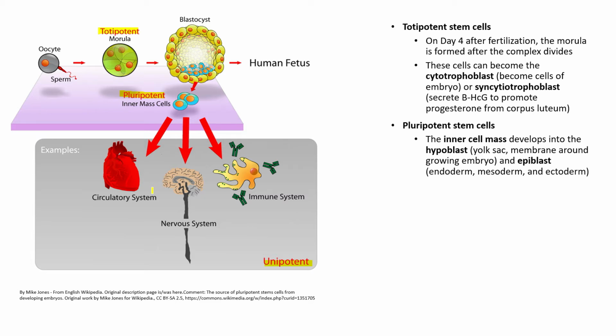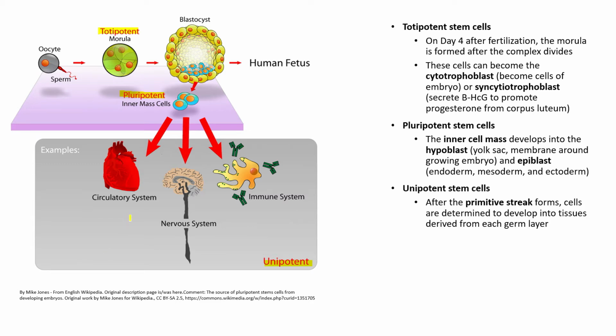Pluripotent stem cells are the cells that make up the inner cell mass, which is also known as the embryoblast. And the inner cell mass, we remember, can develop into the hypoblast, which is the yolk sac, the membrane-bound sac that surrounds a growing embryo, or the epiblast, which is going to be divided into the endoderm, mesoderm, and ectoderm after gastrulation. Unipotent stem cells are stem cells from a specific germline from after the primitive streak is formed.